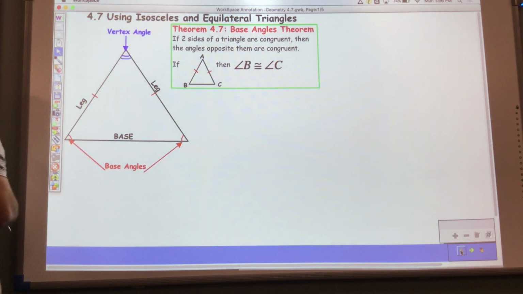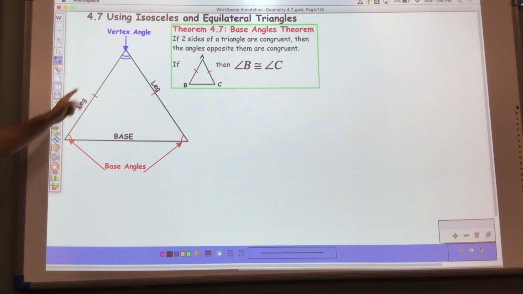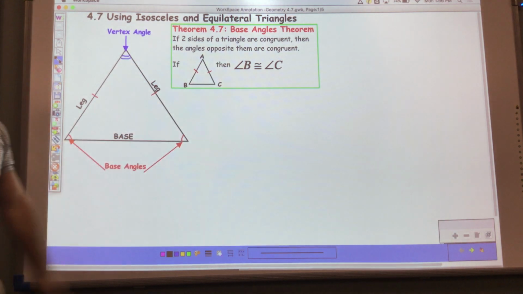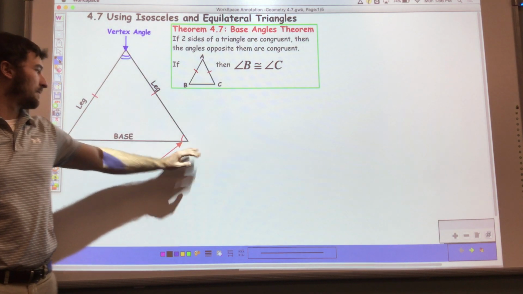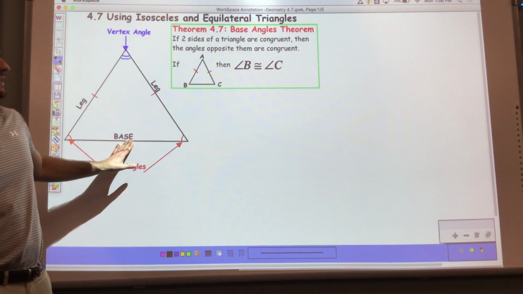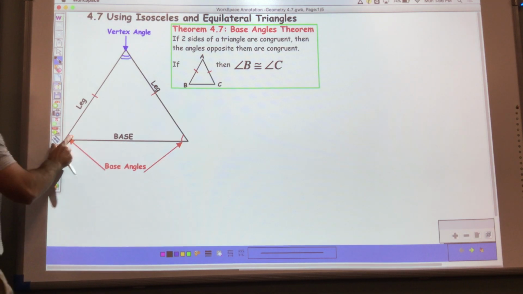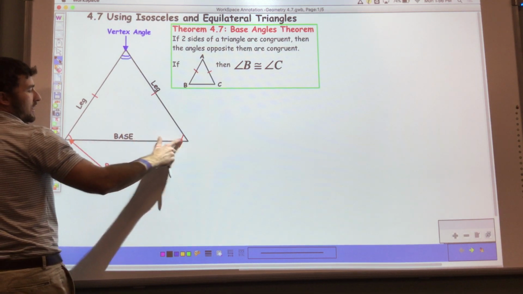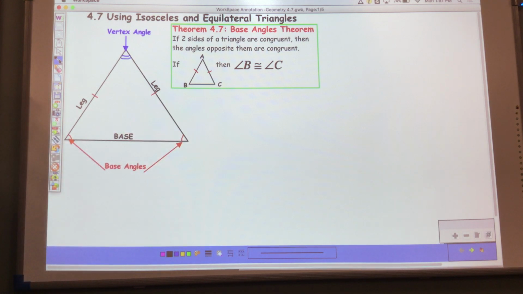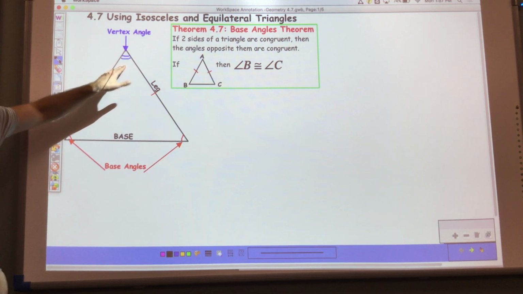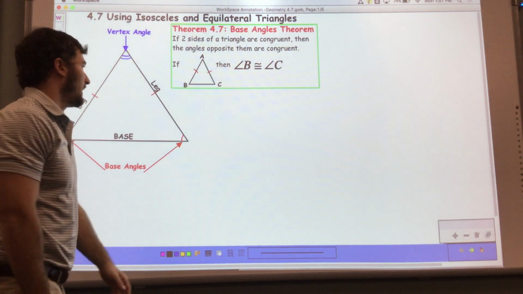This, as you can see, is dealing with an isosceles triangle. We know it's isosceles because we have two legs that are congruent. So in an isosceles triangle, the congruent ones are legs. That third side is called the base, and the two angles that are adjacent or touch that base are your base angles. The angle that's not one of the base angles we call the vertex angle.